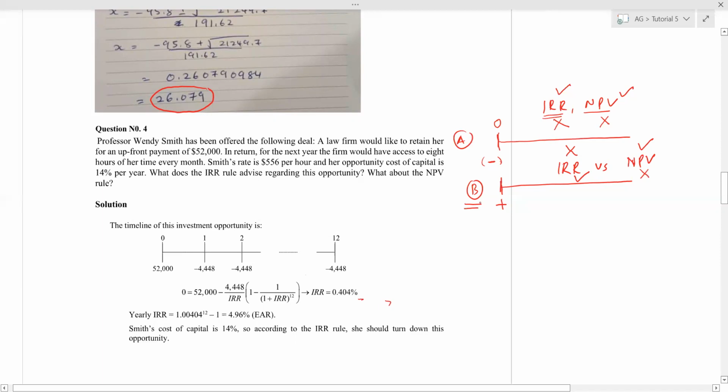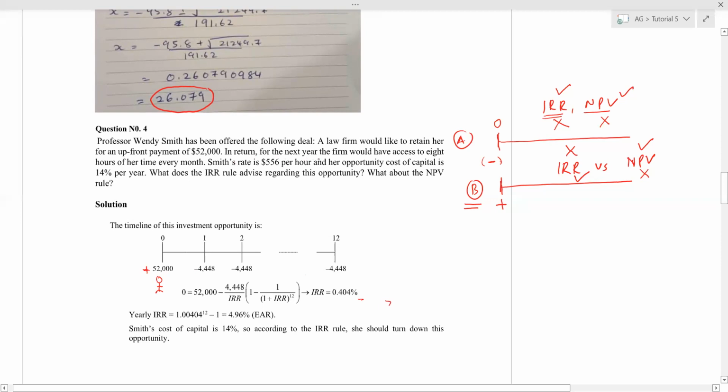Okay. So Professor Wendy Smith has been offered the following deal. A law firm would like to retain her for an upfront payment of 52,000. So she will receive 52,000 at the start. For her it's an income, but for the law firm it will be an outflow.